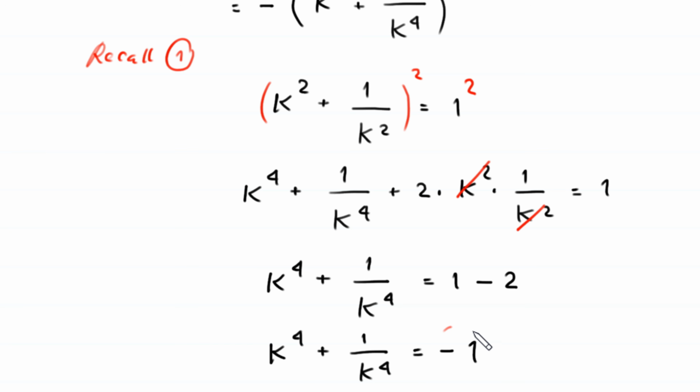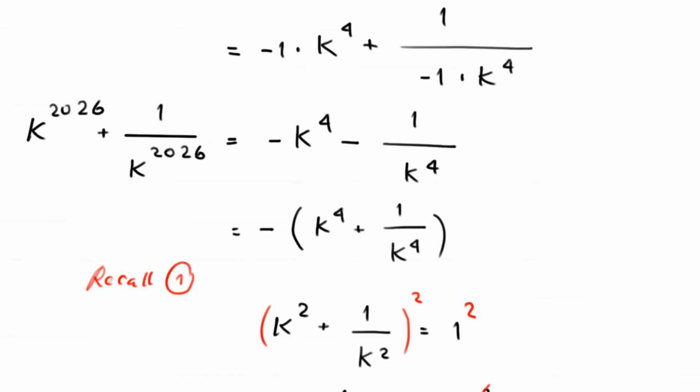So we put this value of k^4 + 1/k^4 = -1 in this expression. So this will become negative times negative 1, and this is equal to positive 1. This expression k^2026 + 1/k^2026 equals 1. This is the final answer of this problem.